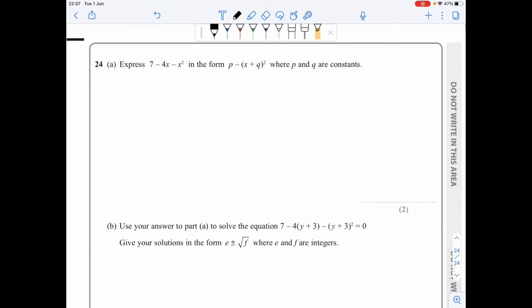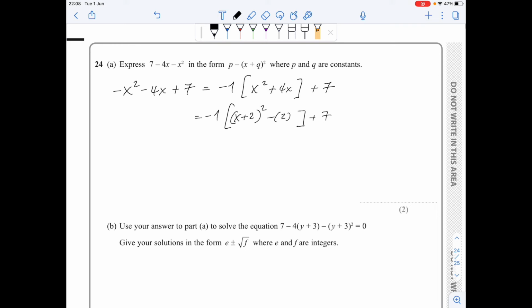In part A, I need to complete the square. First, let's write them in the right order: -x² - 4x + 7. This is equal to -1 times (x² + 4x) + 7. I have not completed the square yet. I'm going to do that now. That's (x + half of 4, which is 2) squared minus 2 squared. This will give me -1((x + 2)² - 4).